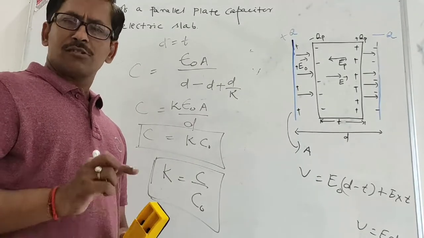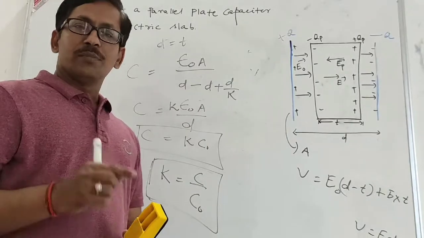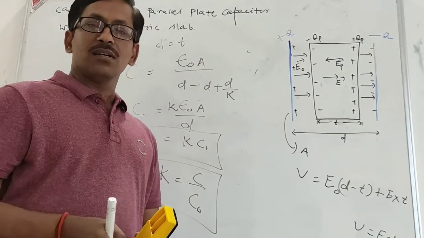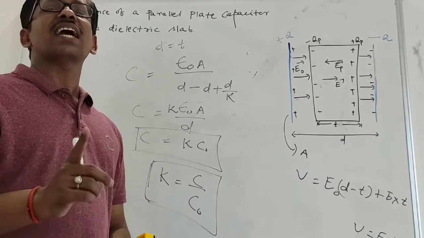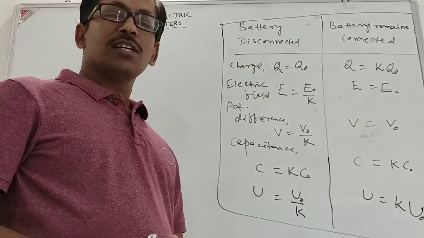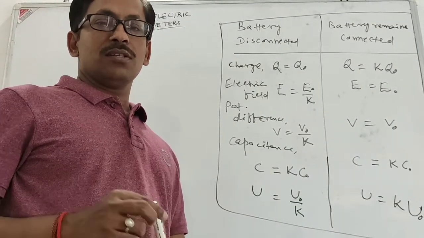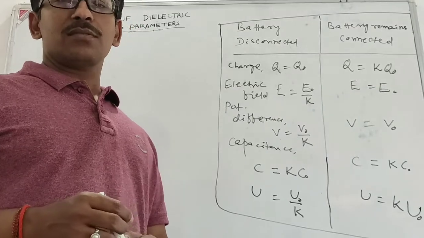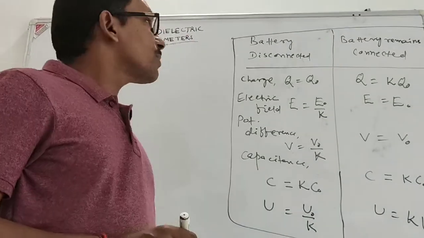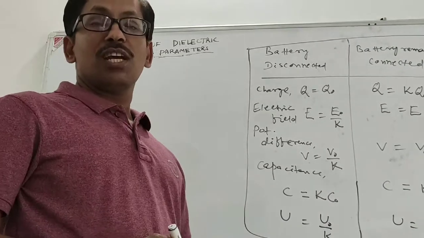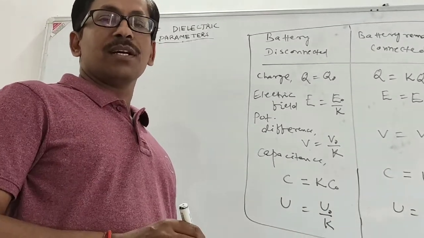Now what is the conclusion? The conclusion is that when a dielectric slab is introduced in between the plates of a parallel plate capacitor, its capacitance increases K times. Now children, I will discuss a very important question which comes most of the times in the CBSE exam. What is the effect on various parameters when a dielectric slab is introduced in between the plates of a parallel plate capacitor?